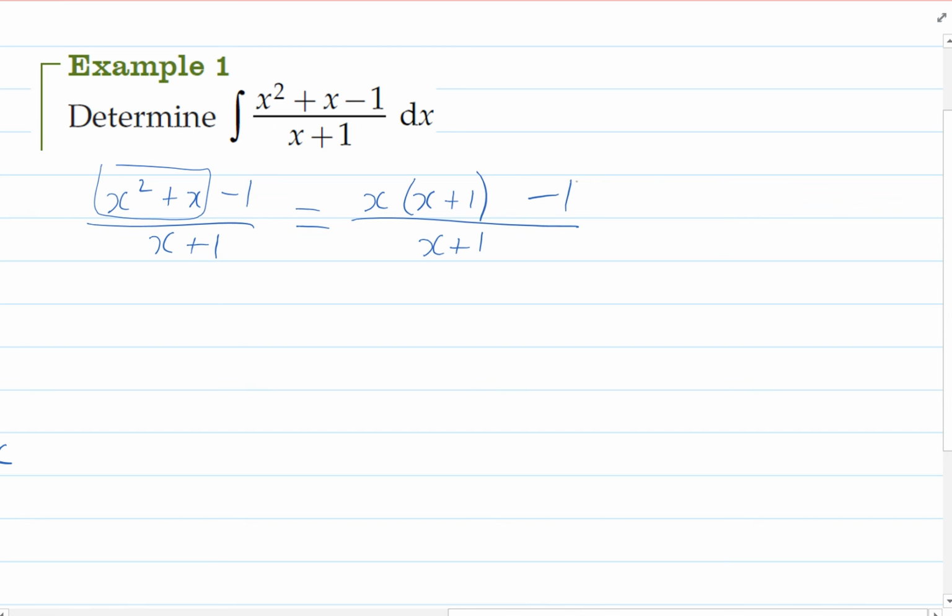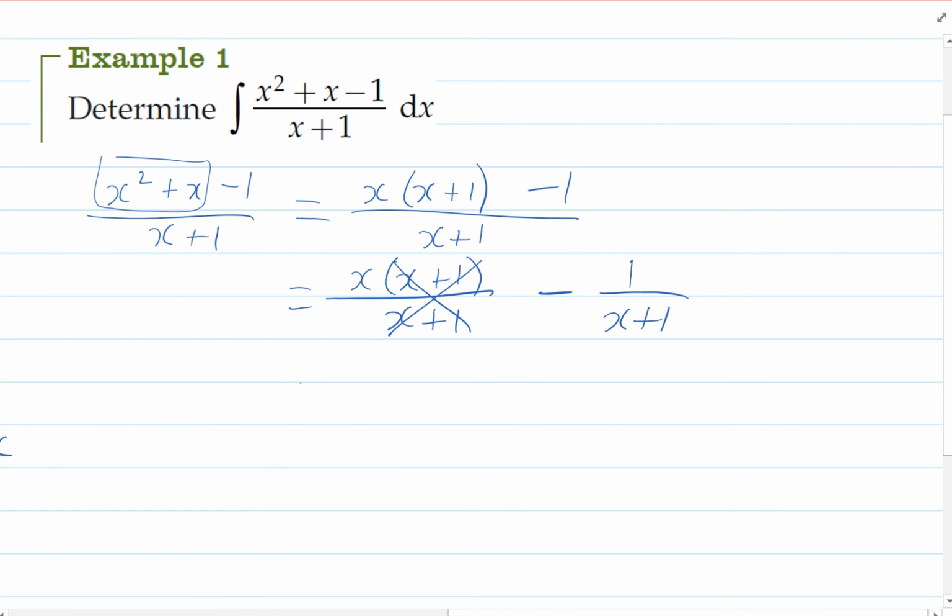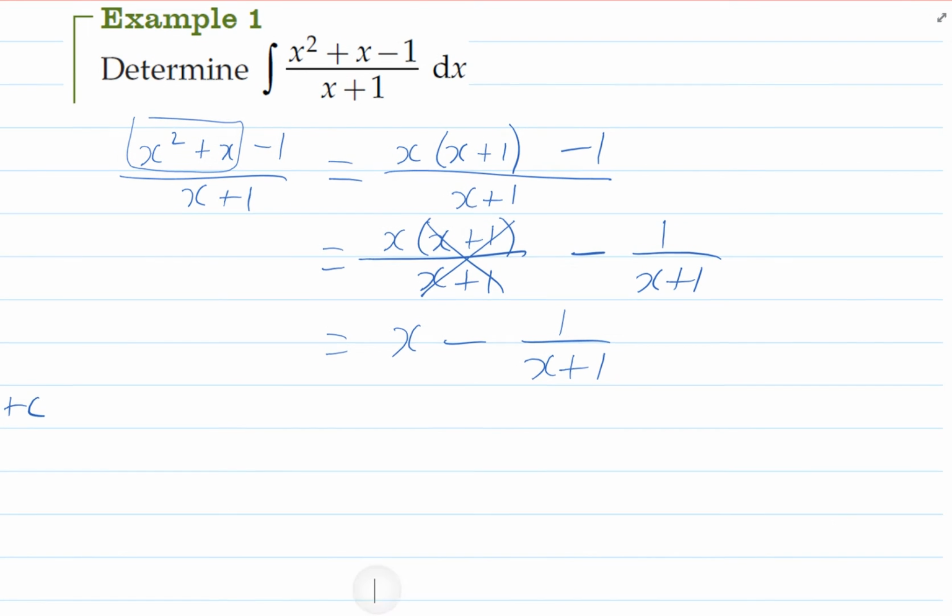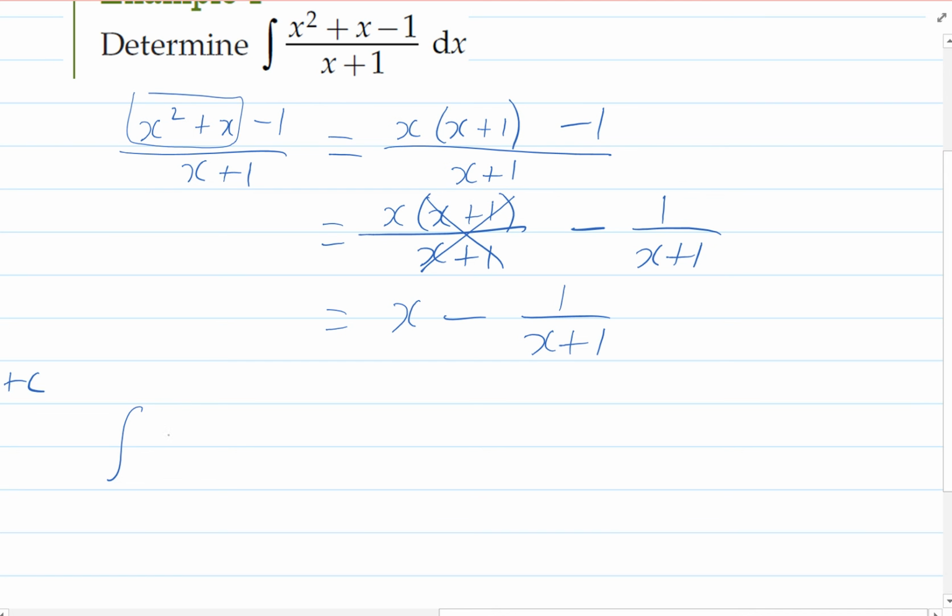And because this is just being subtracted off, I can actually separate out this fraction, sort of unsimplified if you like, and write it as x bracket x plus 1 over x plus 1 minus 1 over x plus 1. And so here we've got two terms the same that cancel out, and we're simply left with x minus 1 over x plus 1. This we can integrate, and this we can integrate. So we've made it easier for ourselves. So now we'll write out the integral, and we'll write out what we're actually going to integrate, which is in this form here.